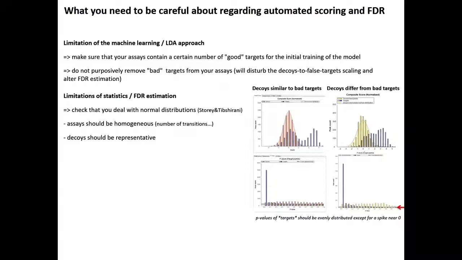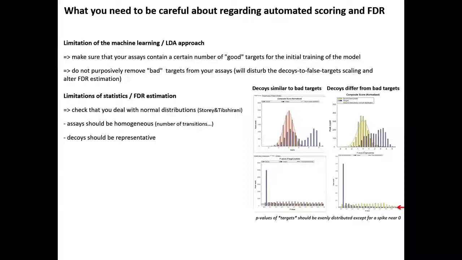These are the plots of the distribution of the scores, and the plots of the p-value histograms, as I mentioned earlier. From here, you can see whether the distributions you're dealing with are normal distributions. This is the first hypothesis to apply this algorithm properly. The second is that you should use assays which are representative of your data. So you should use the same number of transitions, the same mass space, retention time space, etc. The decoys should be representative.